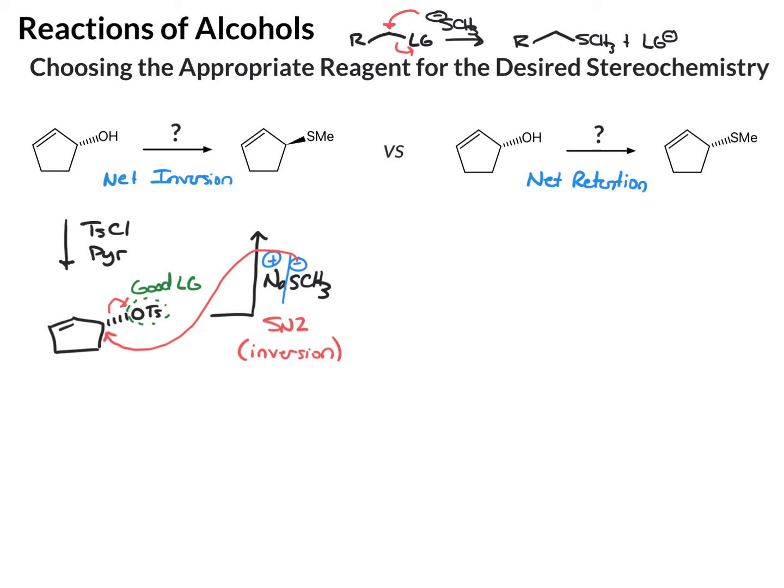For the net retention, we can't do an SN2 step and just retain the stereochemistry. So in order to get this net retention, what we essentially want to do is a double inversion. So this works well with using PBr3 and PCl3. For this one, I'm going to start with PBr3, and you could use PCl3 just as easily. Remember that this goes through inversion.